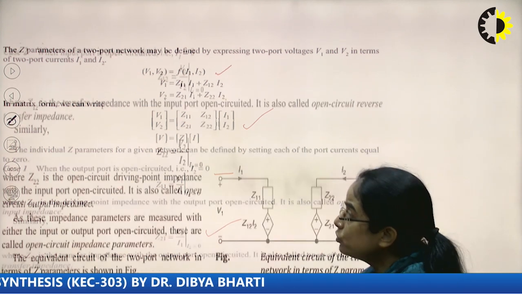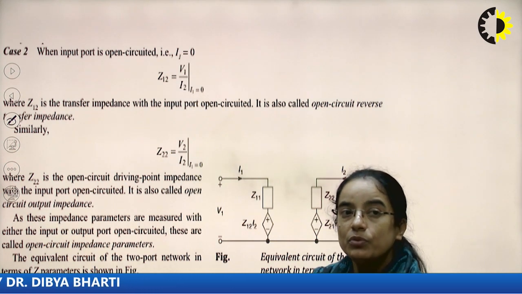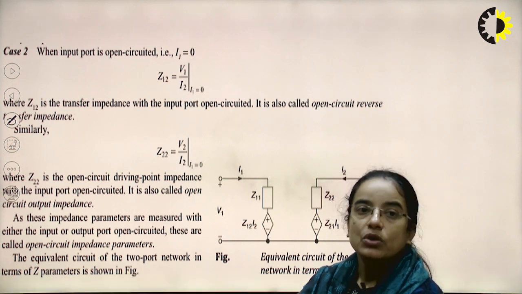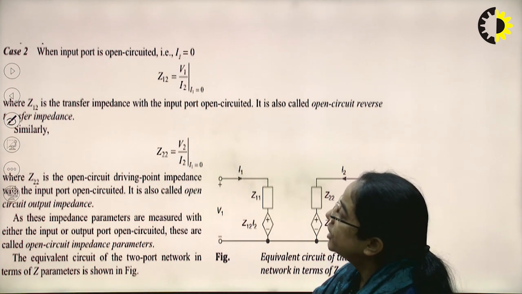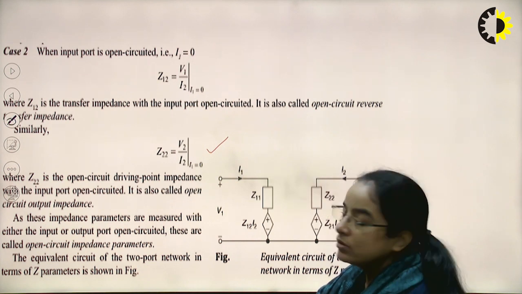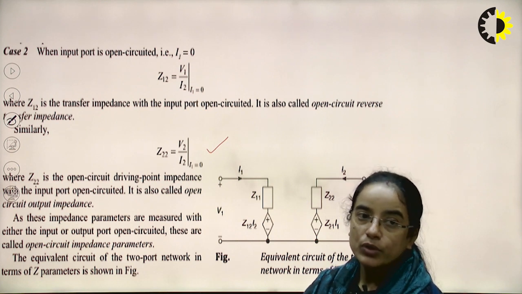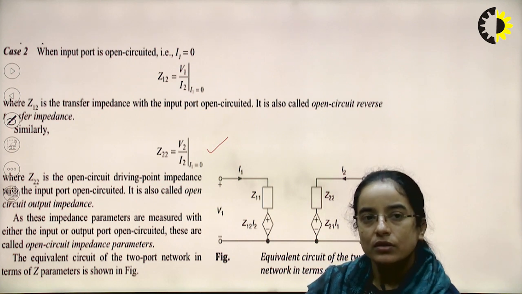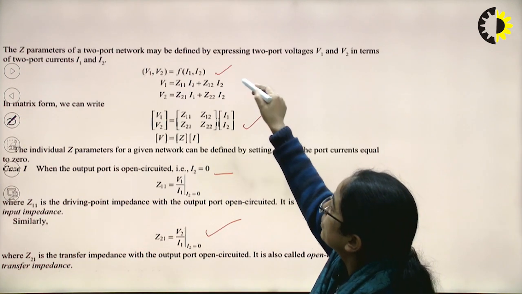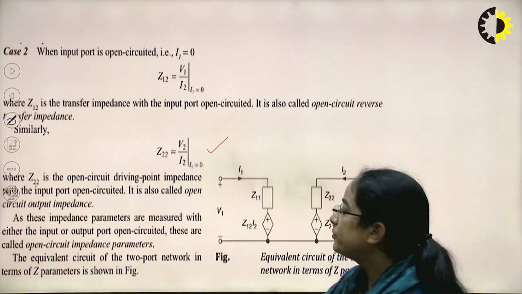Now, when the input port is open circuited, that means I1 is 0. So Z12 will be V1 by I2, and Z22 will be V2 by I2. So when we are opening the input port, Z12 and Z22 can be written. Here, the equations that we had written, suppose this is equation 1 and this is equation 2. These two equations can be represented in circuit form as this.